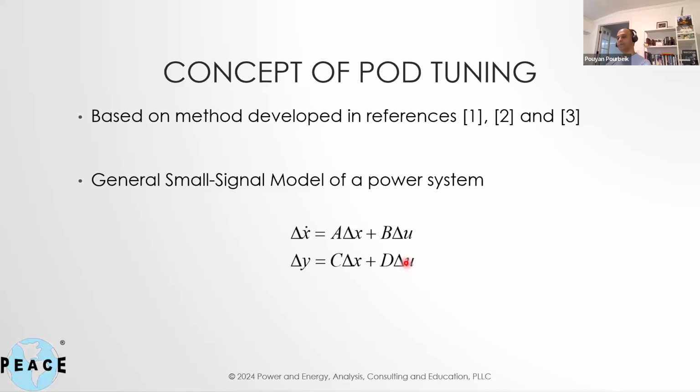Now, when we talk about small signal, what we do is we linearize those equations at a given operating point. That's why you see these little deltas. So what we're saying is we've linearized all those differential equations that were originally x dot equals A times x plus B times u, where x is the vector of all states, u is the vector of all inputs, and y is the vector of all outputs. And I'll say in a second what I mean by those.